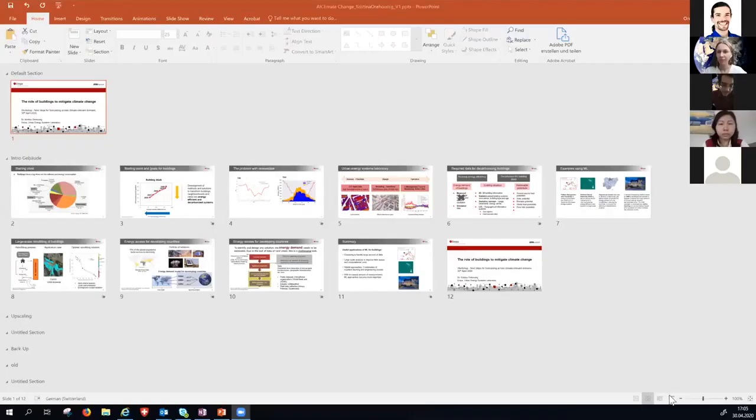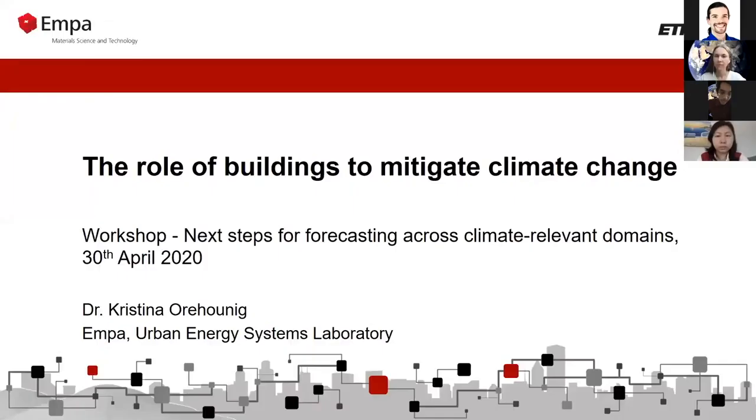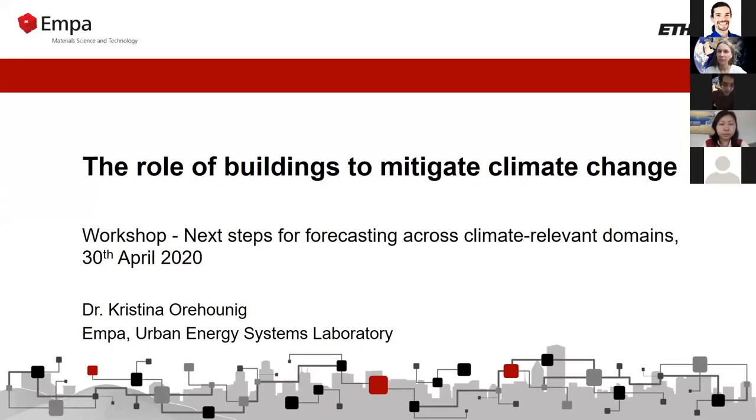Kristina Orehounig is the head of the Laboratory of Urban Energy Systems at Empa, which is the Swiss Federal Laboratory for Materials Science and Technology. Her work advances the modeling of energy demand in buildings and by this helps decarbonize the building sector.